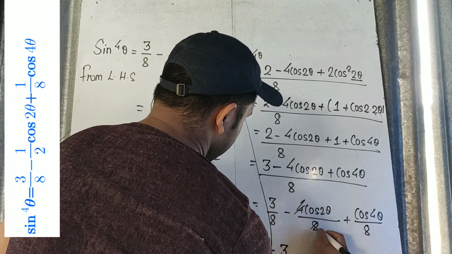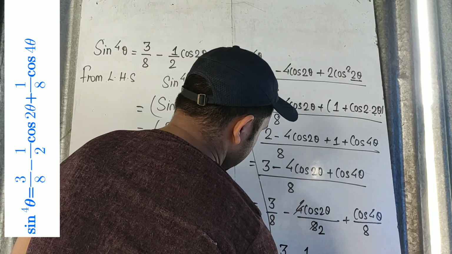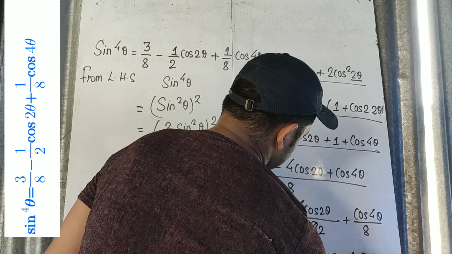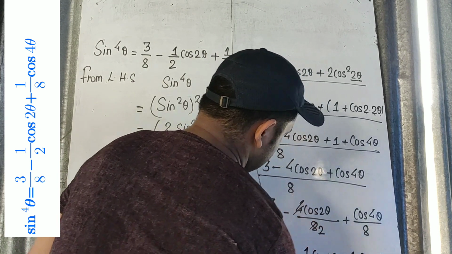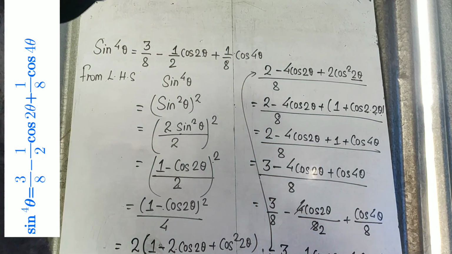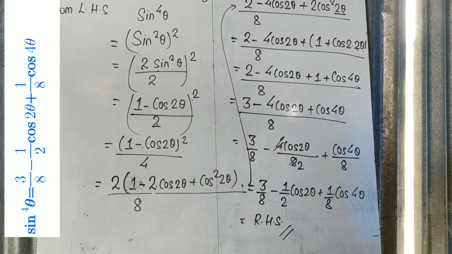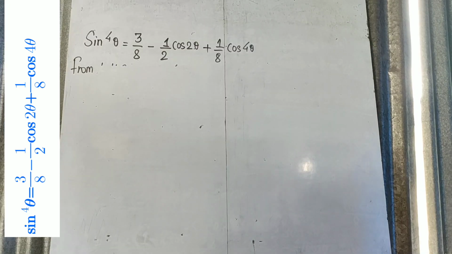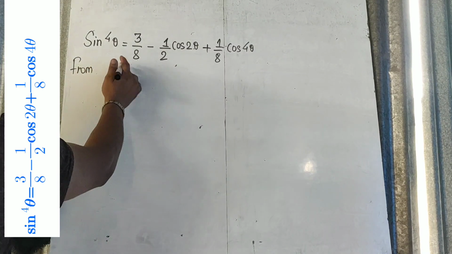4 1 is 4, 4 2 is 8, minus 1 by 2 cos 2 theta plus 1 by 8 cos 4 theta, which is our right hand side. So we got our left hand side equals right hand side, proven this way. Okay, I am solving the same problem from the right hand side.